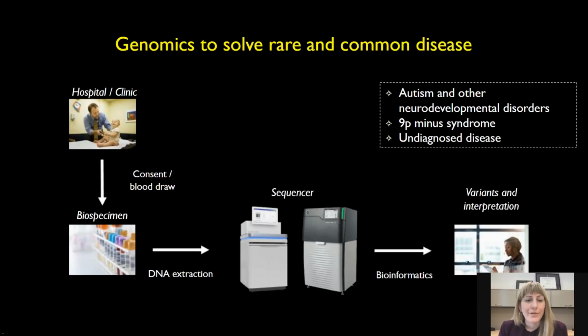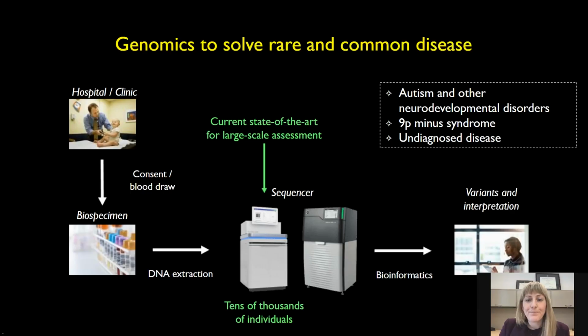In my lab, we're very interested in using genomics to solve both rare and common disease. And in particular, we currently focus on autism and other neurodevelopmental disorders, 9p- syndrome, and undiagnosed disease. Here, I'm showing you a typical genomic workflow going from the patient presentation all the way to variants and interpretation. I want to point you to a specific part of this workflow, though, and that is the sequencing step.